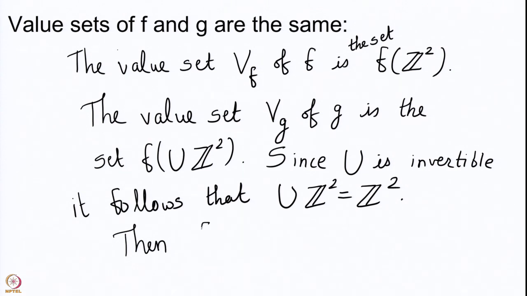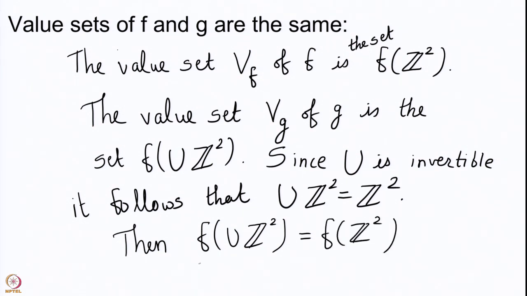The only thing we need here is that the map u is onto. Whenever the map u is onto, u of Z2 is going to be equal to Z2. So, once you have that uZ2 is Z2, then we get that f of uZ2, which is really the set VG, is the same as f of Z2. So, this is VG and this is VF. So, both the value sets remain the same. Whenever we apply these transformations, both the value sets are the same. So, we are not changing the values by applying these transformations.